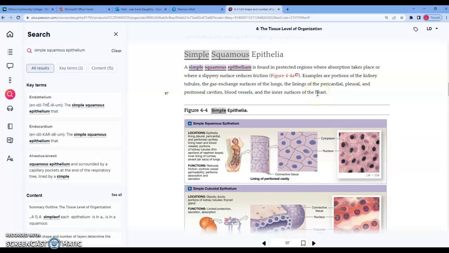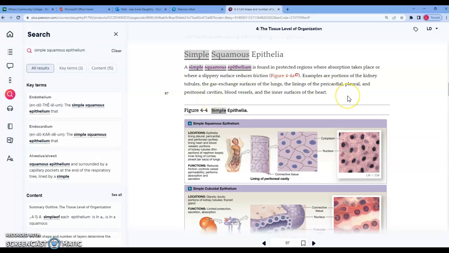But then we want the location, and I'm telling you there's a lot of different locations here. It says portions of the kidney tubules, but don't learn that part because it is not much of the kidney tubules. The kidney tubules tend to be cuboidal instead of squamous. So remember the gas exchange surfaces of the lungs, and down here it names them. They're called air sacs or alveoli. Linings of the pericardial, pleural, and peritoneal cavities.